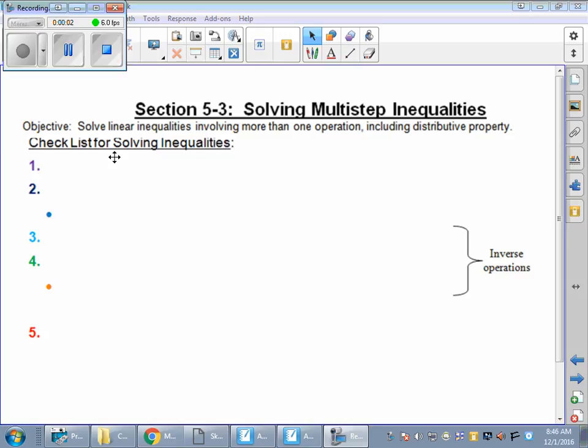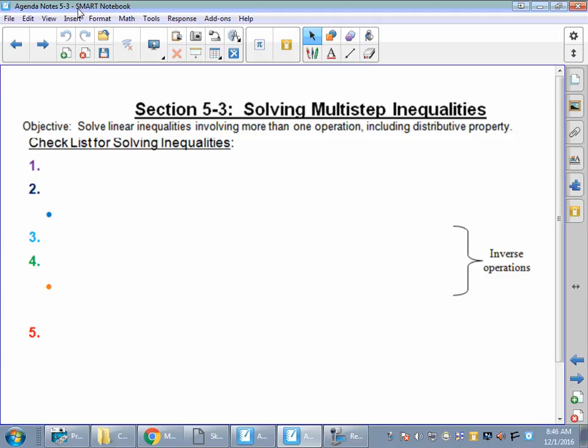Hi everybody, welcome to section 5.3, solving multi-step inequalities. In sections 5.1 and 5.2 we solved one-step inequalities. Now these are going to feel just like solving multi-step equations, only we're going to have to watch that inequality, less than or greater than. So let's go through some steps and then we'll do a couple examples.